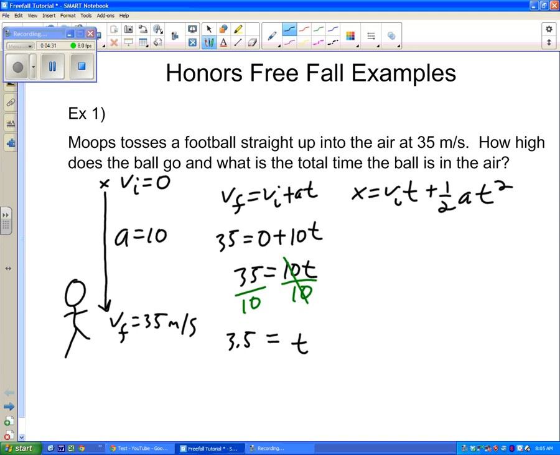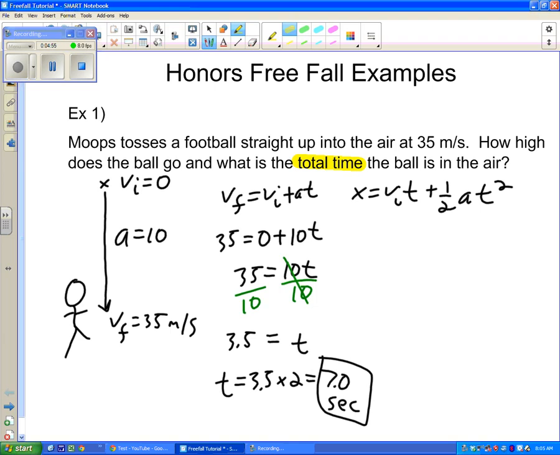So when we look at this, the question asks for the total time. The total time is going to be 3.5 times 2, because we want the up and the down. So the total time will be 7.0 seconds.